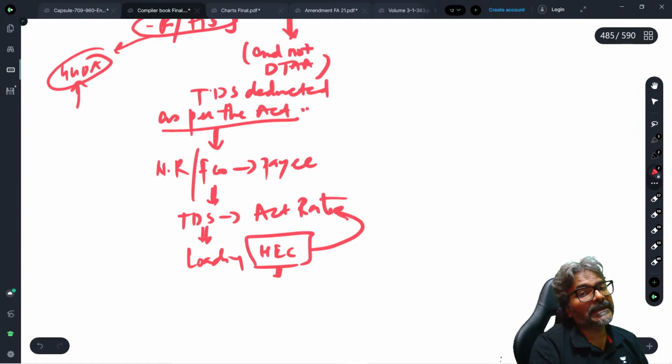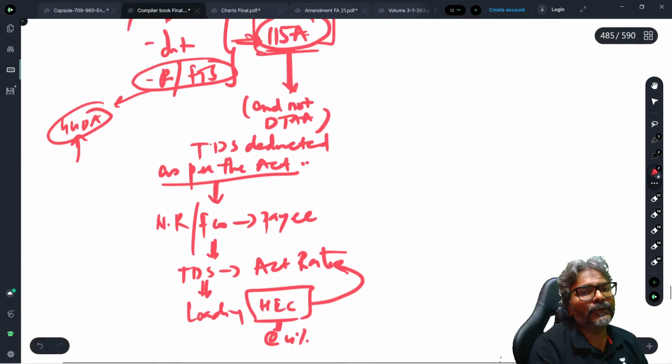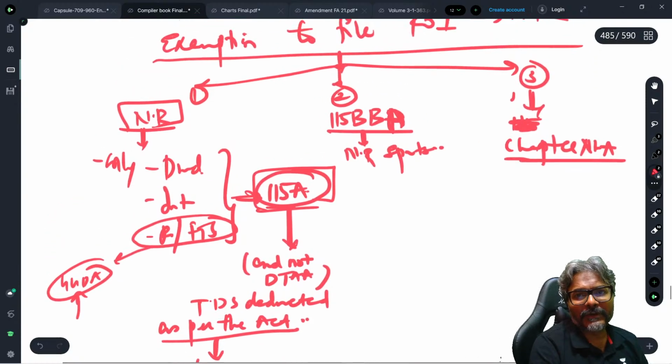So HEC at the rate of 4% has to be loaded always in the TDS rate. So we will get the effective rate. But if the applicable rate is the rate as per the DTAA, being more beneficial as compared to the treaty rate, then in that case we will have to ignore HEC completely. We have to ignore HEC completely.